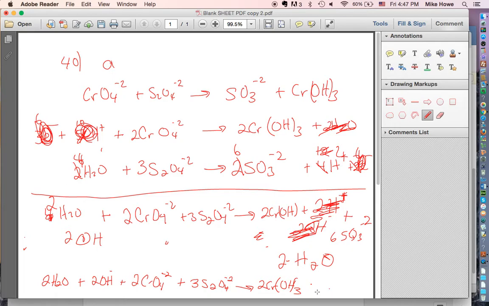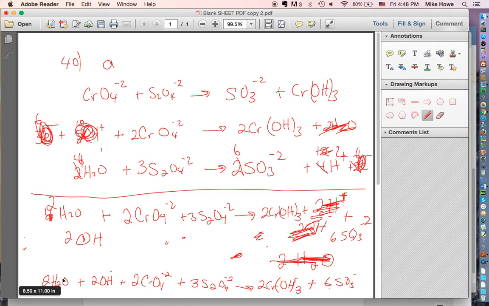CrOH3 plus. Oh, remember I scratched these waters. I'm having a little technical difficulty here, but those two waters were scratched out. Plus 6 SO3 negative 2. So, all right, now let's just double check and make sure we got everything balanced. There's supposed to be a 3 right here. I'm noticing I forgot to put it right here too, but that 3 right here should be right here and right here. Okay, let's double check, make sure everything's balanced.